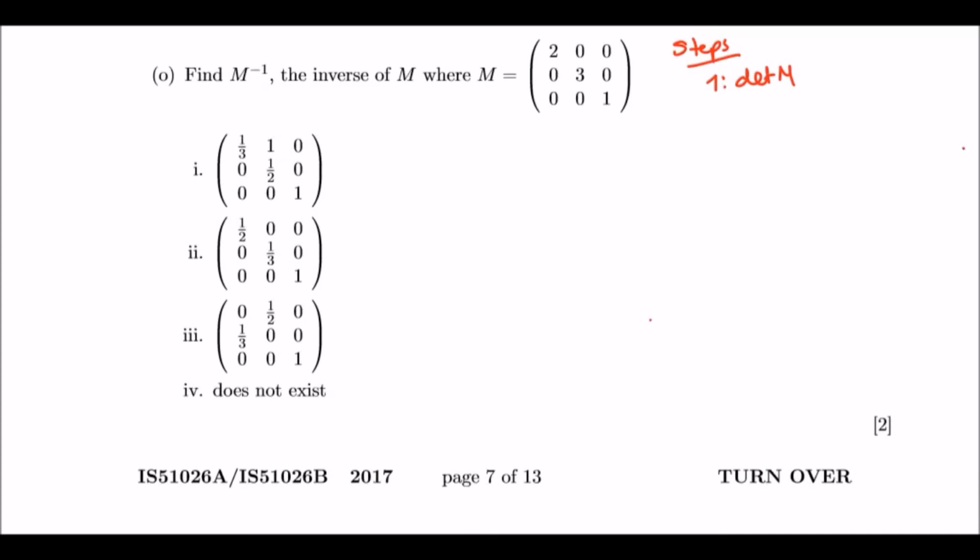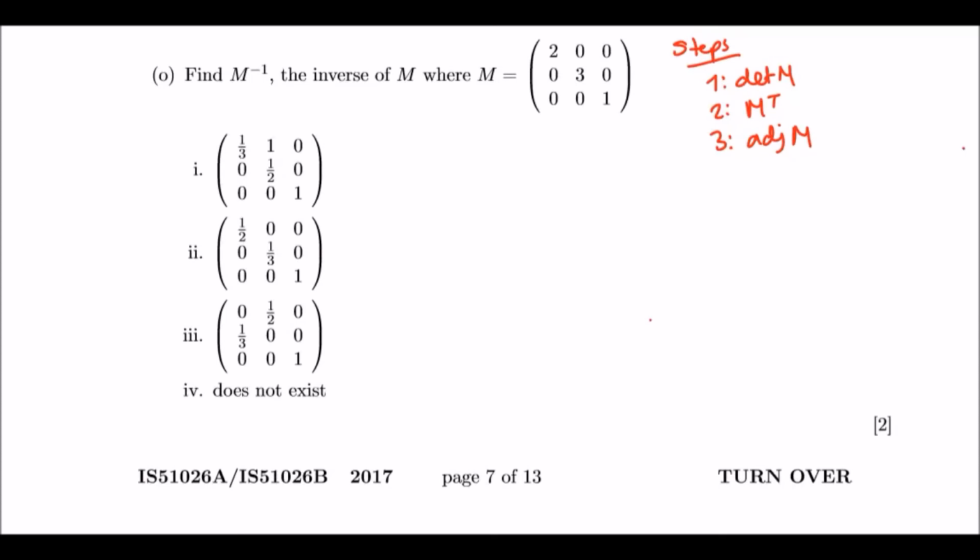This is going to be one of the final steps. The second step is to find the transpose, so we're going to call this M to the power T. The third step is going to be called the adjugate matrix, which is denoted as adj M.